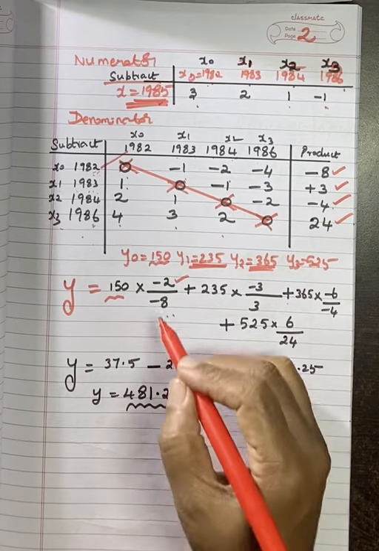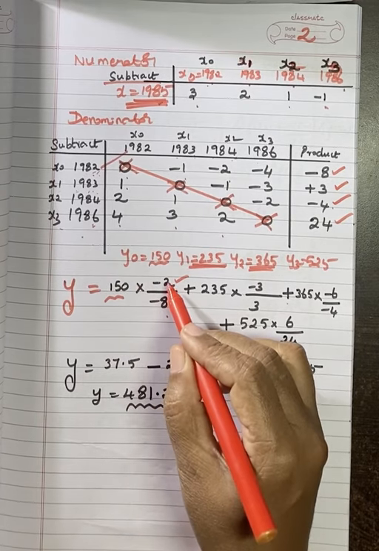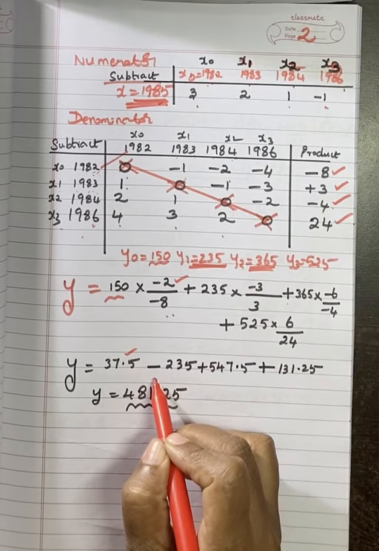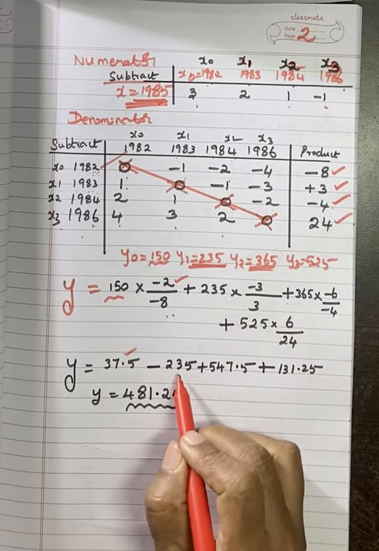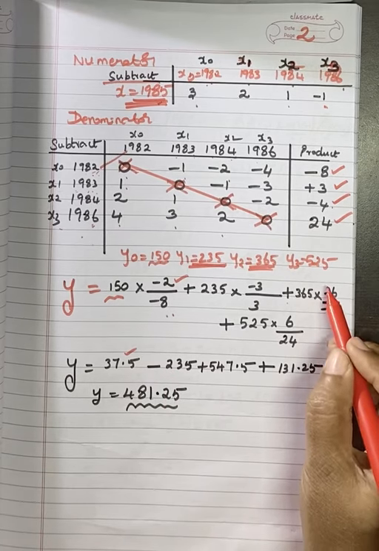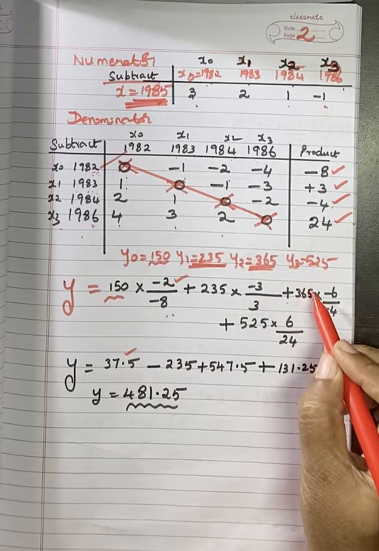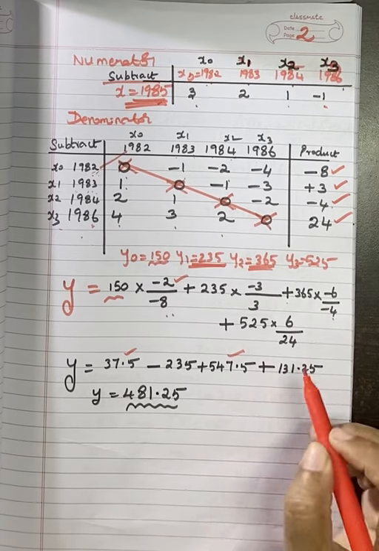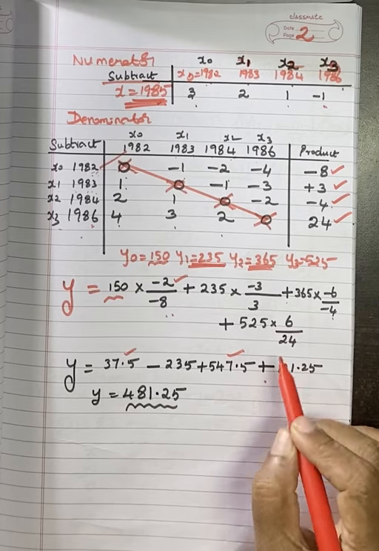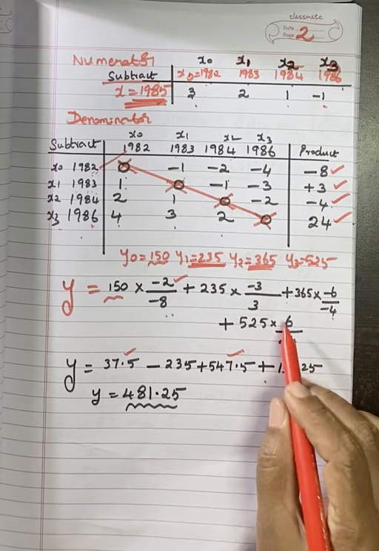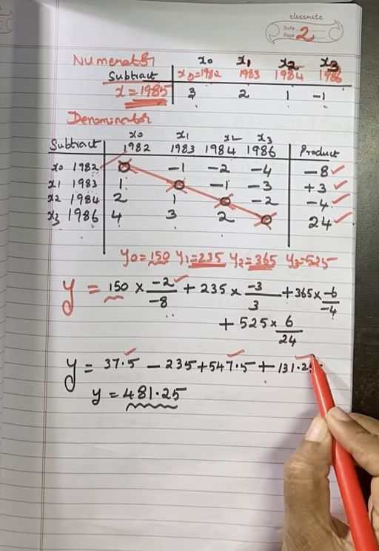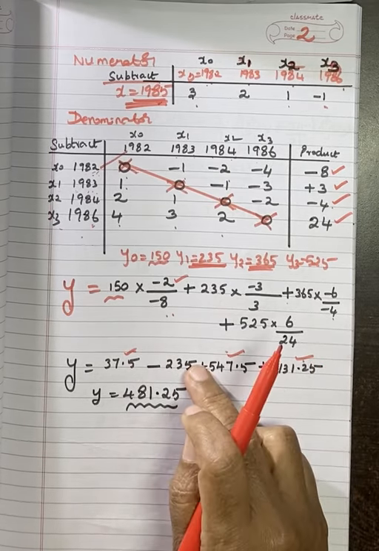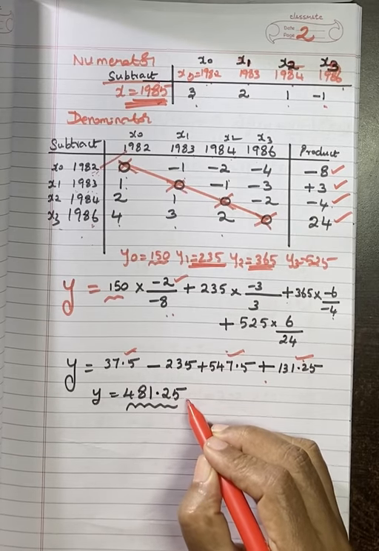Now you can simply cancel minus, multiply, divide by 8, you will get this answer. Only one minus, so write subtraction. 3 3 get cancelled, so minus 235. Minus minus get cancelled. If you multiply these two and divide by 4, the answer is 547.5. No minus, so addition. This if you cancel, it is 4. You divide 525 by 4, the answer is this. So add all the numbers 1, 2 and 3. Subtract 235, you will get 481.25 as the answer.